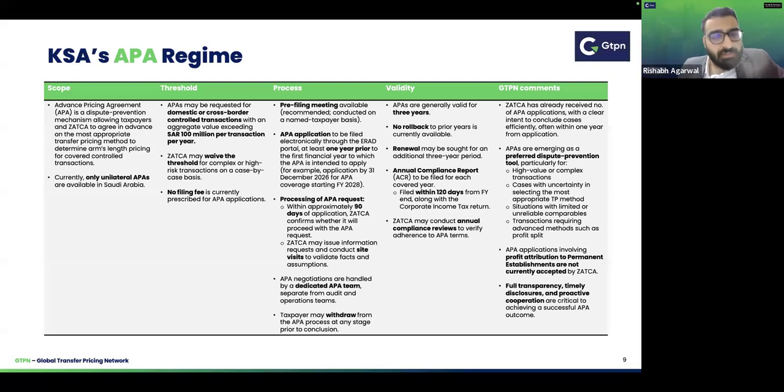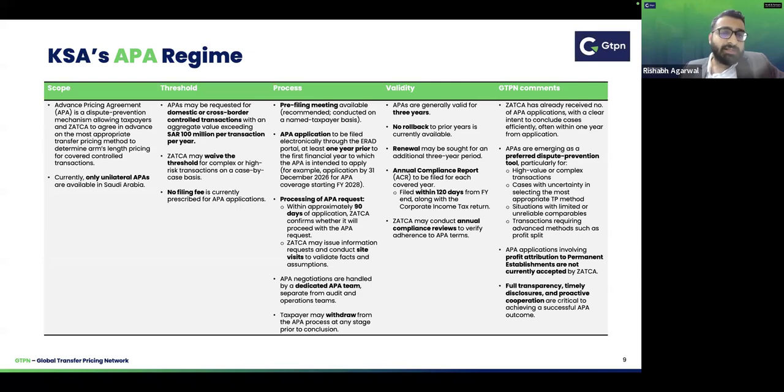The interesting part over here is that there is no filing fee for APA in Saudi. We usually see that there are statutory charges that the tax authority will have in order to do all the work and also to spend time on it. The tax authorities usually charge a particular statutory fee, which is absent in Saudi Arabia, and it's a very welcome move. So it really shows that tax authorities are interested in giving tax certainties to the taxpayer and entering into APAs and concluding APAs.